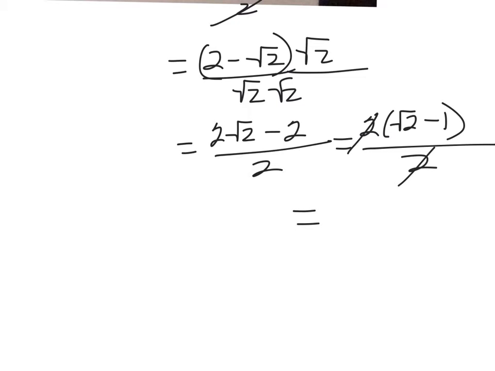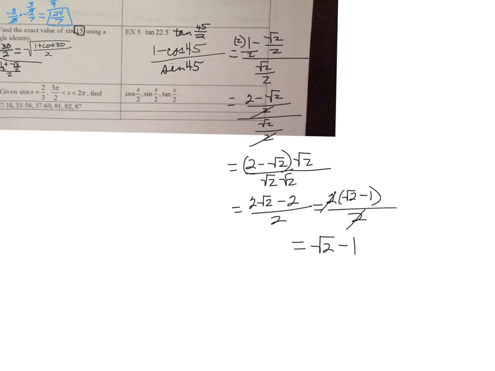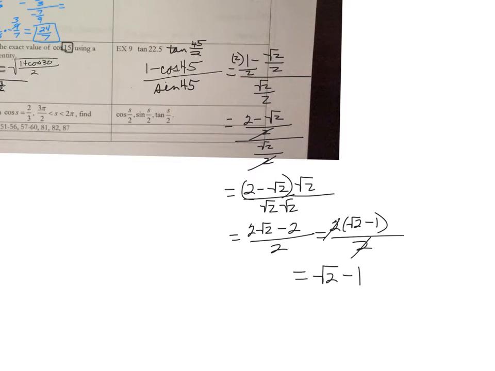So at the end of the day, the cosine, or what was it here? Hang on a minute. What was I looking for? The tangent of 22.5 is equal to the square root of 2 minus 1. Interesting.